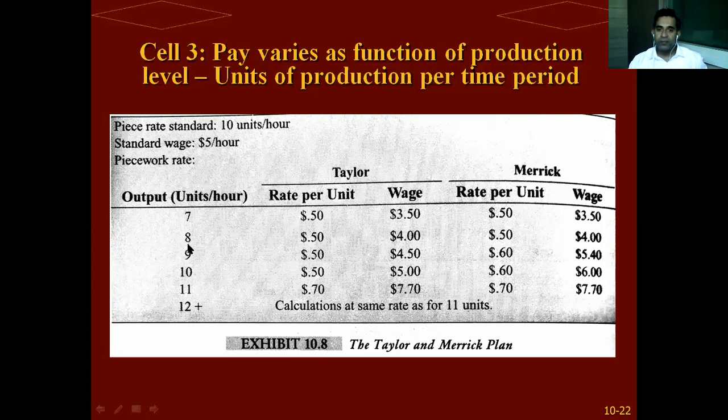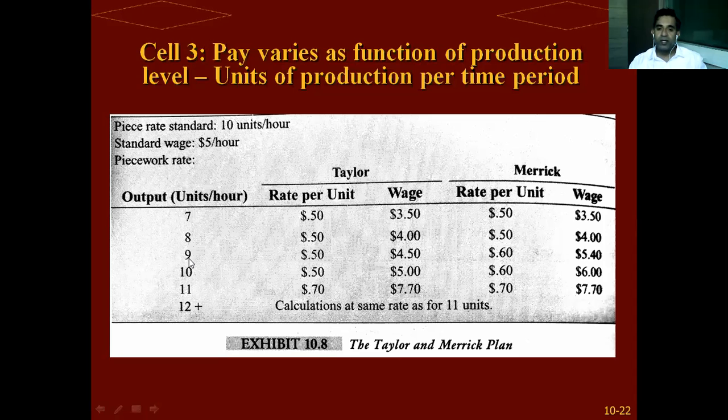Then employee number 2 has produced 8 units per hour. So the rate is $0.50 per unit. So $0.50 into 8, $4, this employee will earn under the Taylor differential piece rate system, and the same amount will be earned under the Merrick multiple piece rate system as well. Now from here, from 9 onwards, you can witness how the wages vary.